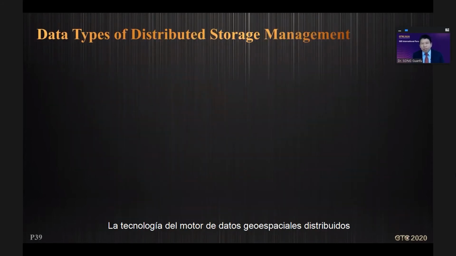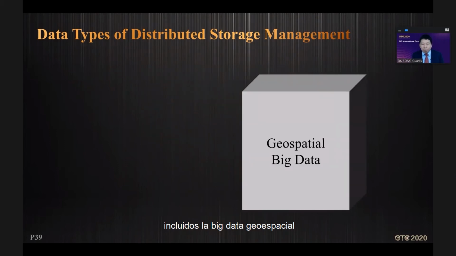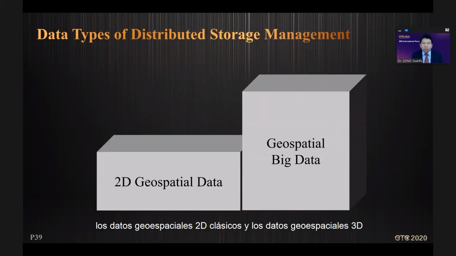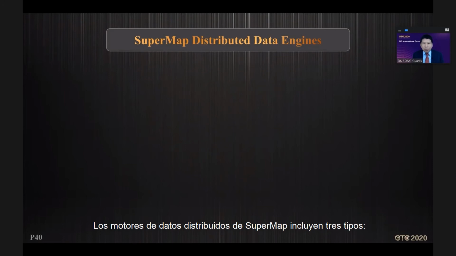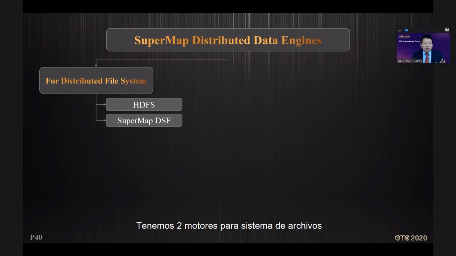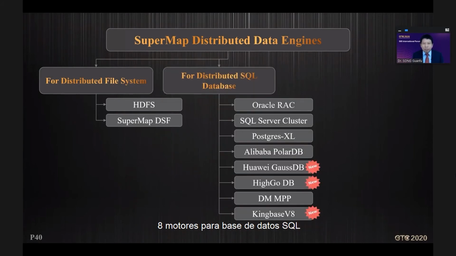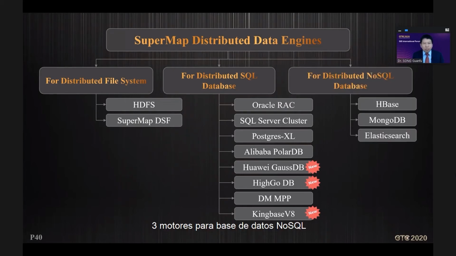Distributed geospatial data engine technology can be adopted to manage many types of data, including geospatial big data, classic 2D geospatial data, and 3D geospatial data. SuperMap distributed data engines include three types: we have 2 engines for file system, 8 engines for SQL database, and 3 engines for NoSQL database.